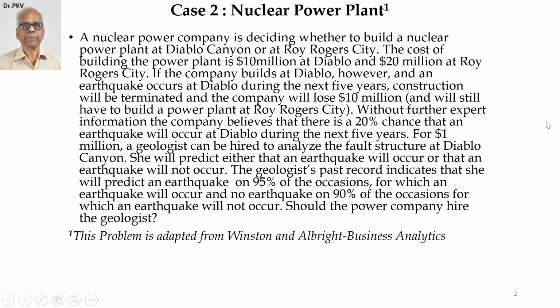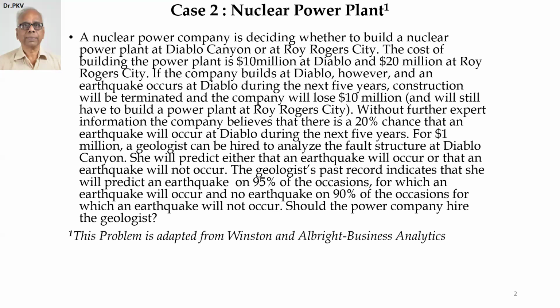A nuclear power company is deciding whether to build a nuclear power plant at Diablo or at Rogers City. The cost of building the power plant is $10 million at Diablo and $20 million at Rogers City.